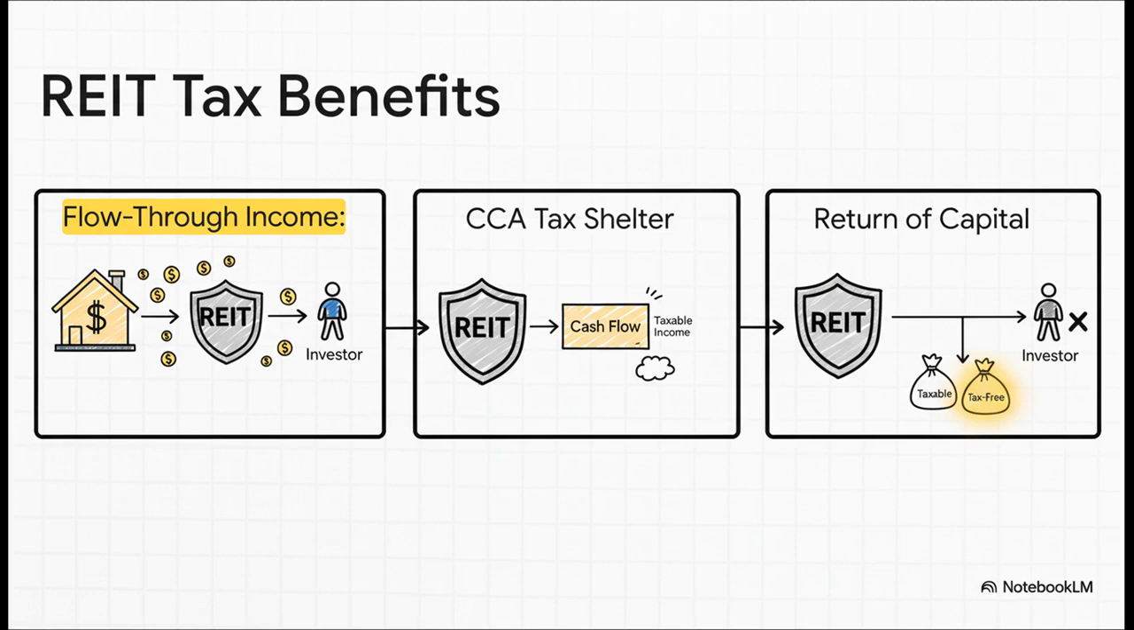So look at how this all comes together for a REIT. Just like the old trusts, its net rental income flows right through to investors, and the trust itself pays zero tax. But then it gets to claim CCA, which acts as a powerful tax shelter. This often leads to a situation where the cash distributions a REIT pays out are much higher than its taxable income. And that extra portion paid to an investor? It's considered a return of capital, which is, amazingly, tax-free.